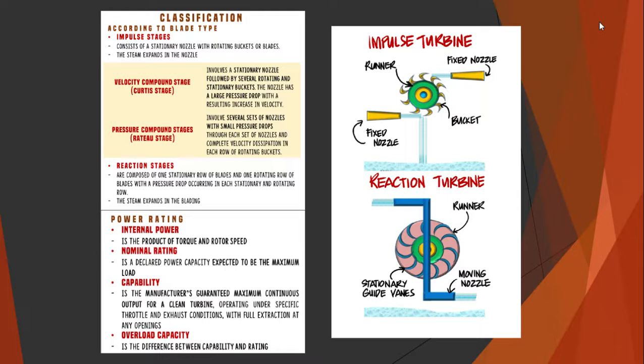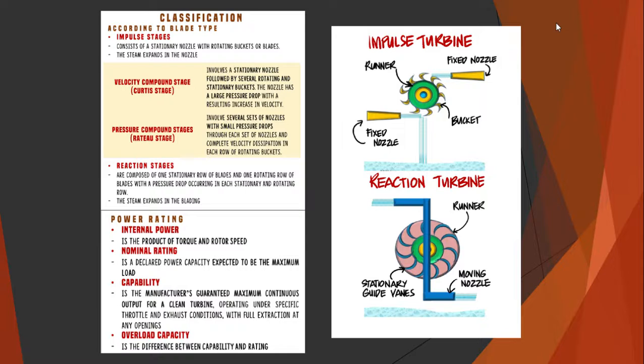Velocity compound stage involves a stationary nozzle followed by several rotating and stationary buckets. The nozzle has a large pressure drop with a resulting increase in velocity. Pressure compound stages or Rateau stage involve several sets of nozzles with small pressure drops through each set of nozzles and complete velocity dissipation in each row of rotating buckets.